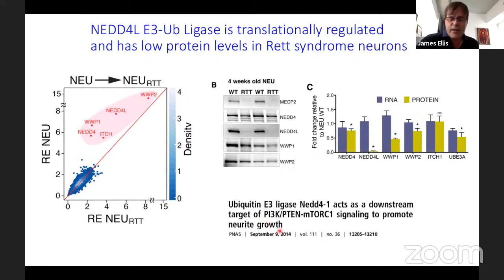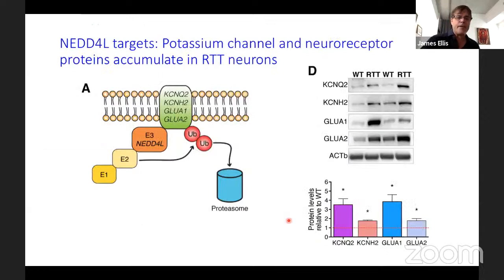So is NEDD4L of any relevance to the biology of what we know with Rett syndrome? This was a paper from six years ago in PNAS showing that NEDD4 acts as a downstream target of the mTOR pathway, and it promotes neurite growth. So if you're making less NEDD4L, you might be reducing neurite length, which is one of the known phenotypes of Rett syndrome. So it makes sense biologically.